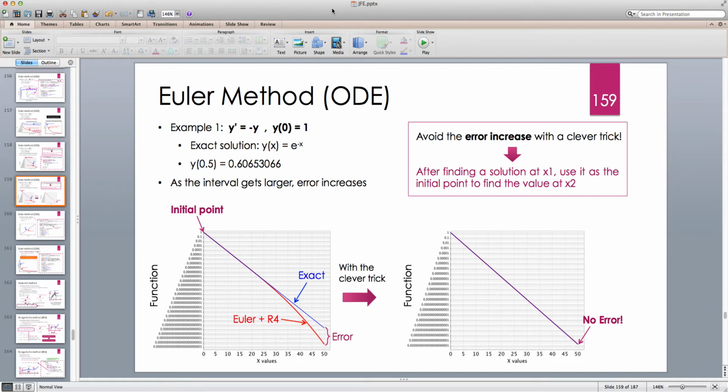Hello and welcome to another Java tutorial. In this tutorial, I'm going to continue our discussion on solving ordinary differential equations. And so far, we have looked at the Euler method.